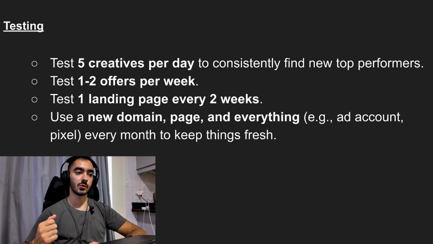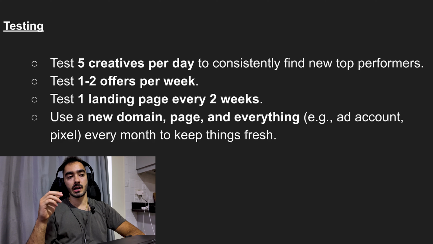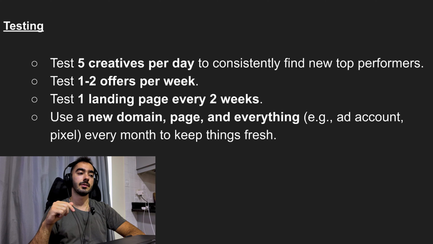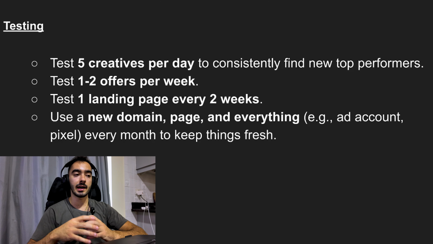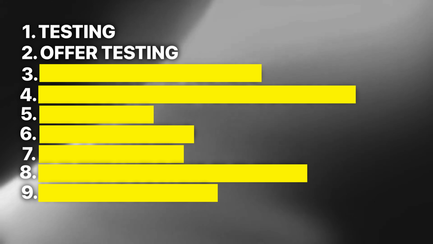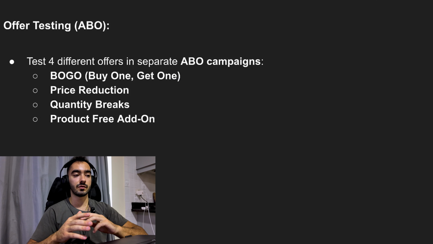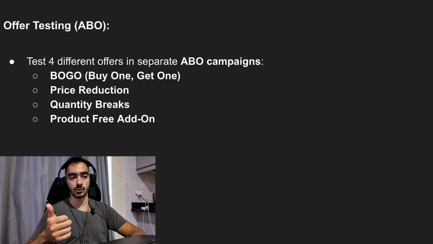The next thing is you want to test 1 to 2 offers per week. And the offers that I use to test, I'll go over in the next slide, and I'll go more in depth into them. And the next thing is you want to test 1 landing page every 2 weeks. So you want to use a software called Replo. And on Replo, you want to design a pre-lander that has all the messaging that speaks to your ideal customer. And in order to find that, again, it goes back to the research. Next, you want to use a new domain page and everything fresh. The reason that you do that is so you don't get bad feedback scores on the pages and your domains, etc., don't get flagged.